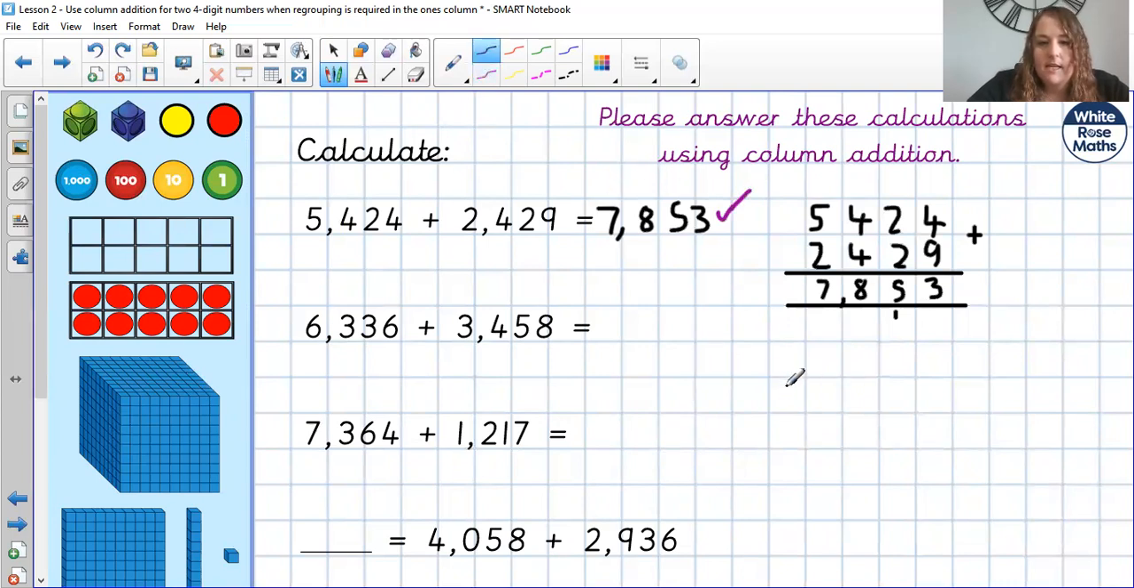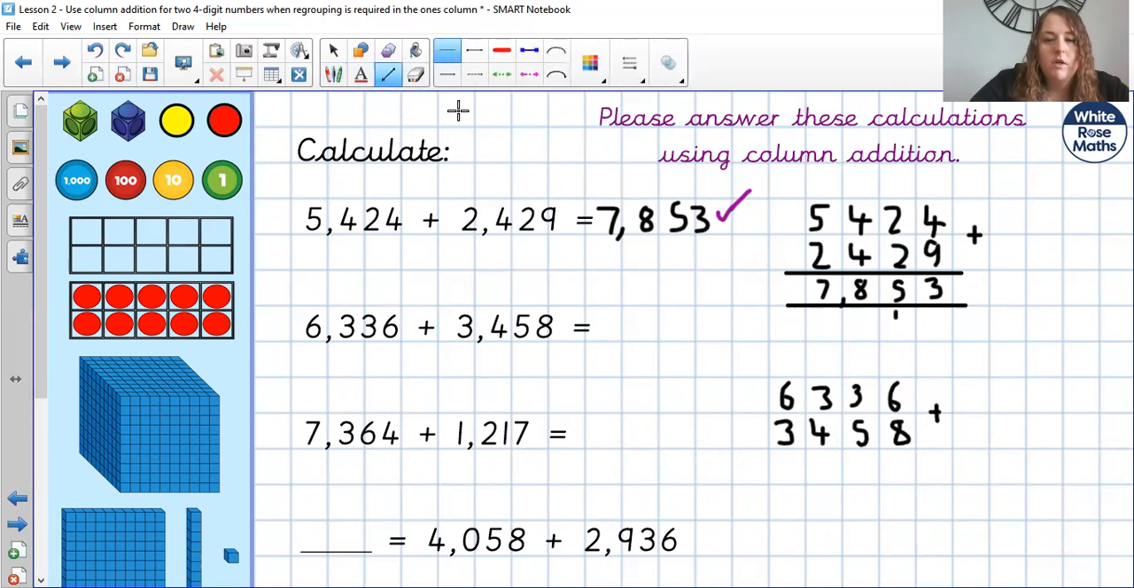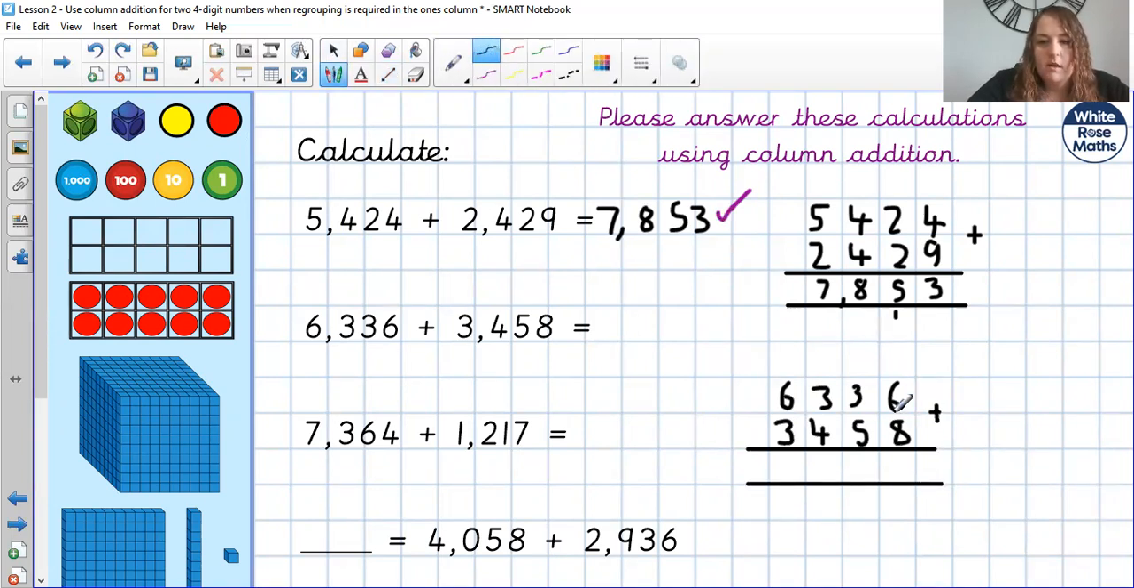Okay, next one then. 6,336. Add 3,458. And again, I'm going to put my add sign at the side and use my ruler tool to make sure I've got my nice straight equals lines.